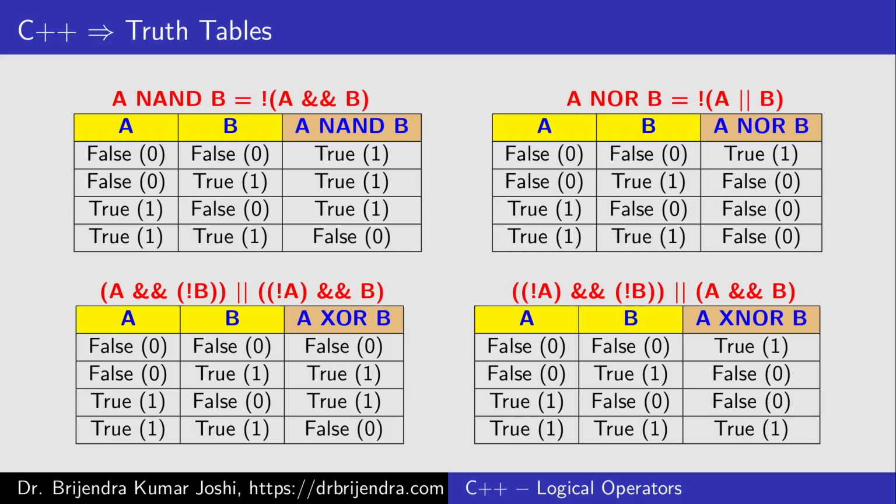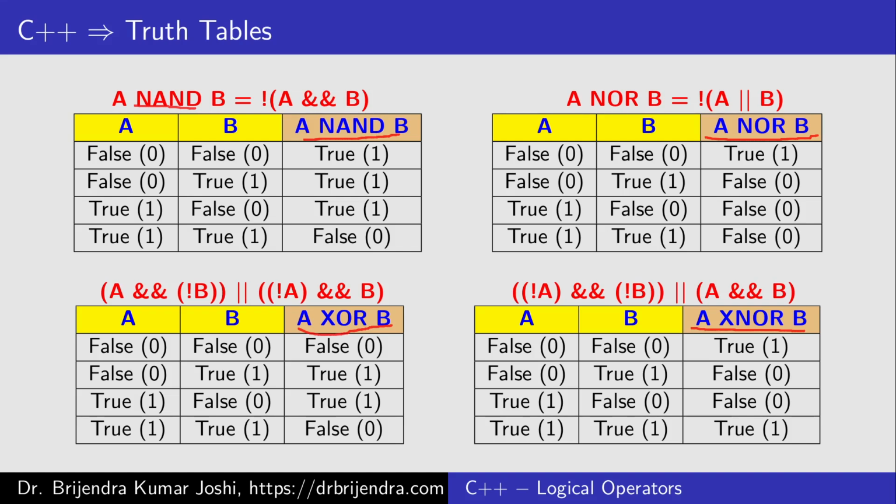Now by making use of these three basic logics AND, OR and NOT, we can construct 4 more logics. NAND, which is A NAND B. Second one is A NOR B. Then next one is A XOR B, or exclusive OR, and A exclusive NOR B.